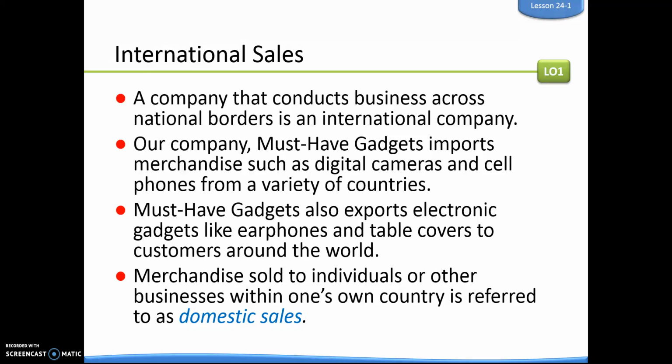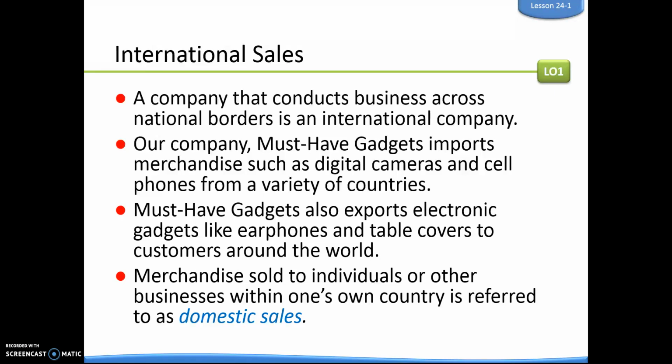Now, a company that conducts business across any sort of national border, it could be even US to Canada, US to Mexico, even though we border those, it does not matter. As long as we cross a national border, we are considered an international company. Our company, Must Have Gadgets, imports merchandise like digital cameras and cell phones from a variety of countries, and we also export electronic gadgets like earphones and tablet covers to customers around the world.